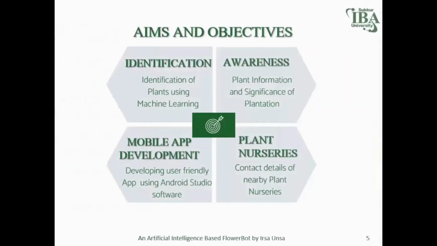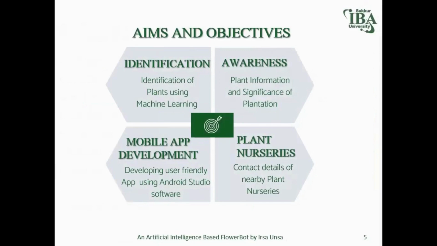So, the methodology we have followed and the aims and objectives. First of all, the main aims and objectives of the project include identification of plants using machine learning. The second one, plant information and significance of plantation. The third one, developing a user-friendly app using Android Studio software. And the fourth one, contact details of nearby nurseries.